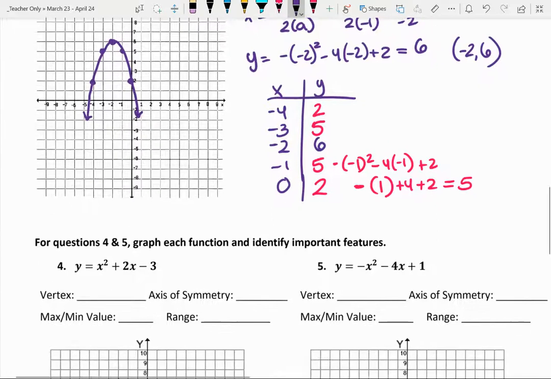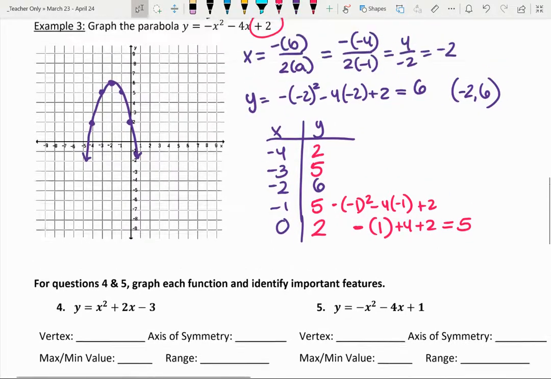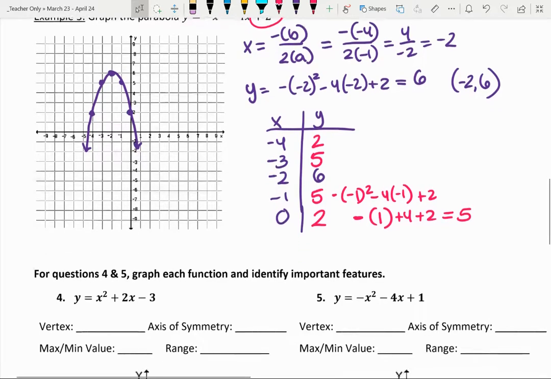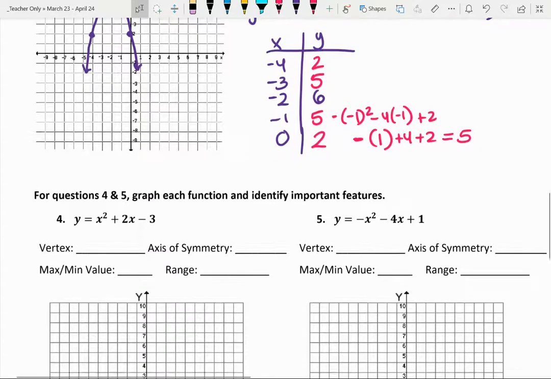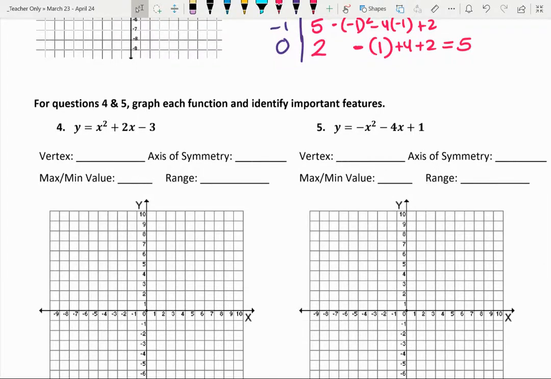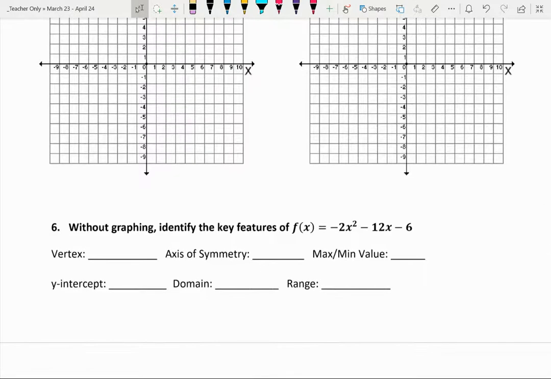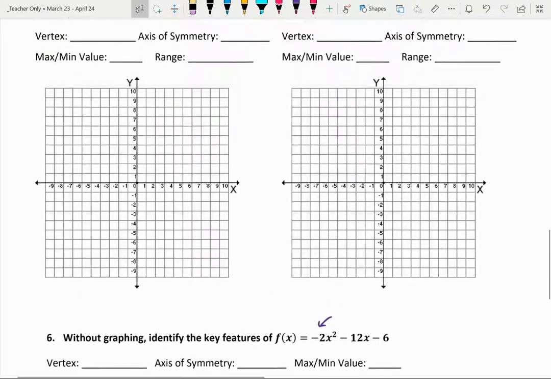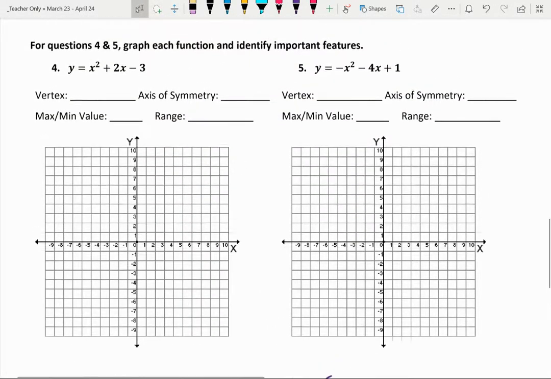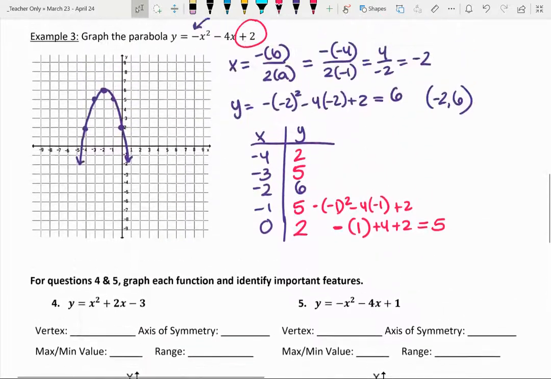So you have a couple more examples here to do. Questions 4 and 5 are very similar, right? Using the standard form to identify the vertex, make a graph, and then look at some other features along the way. And then question 6 is asking you to do this without graphing. Now, I would suggest you think about what information you're given, including opening direction, and how to find the vertex and how to find the y-intercept. So take a look at these examples, and I will get the answer key in OneNote to you shortly.